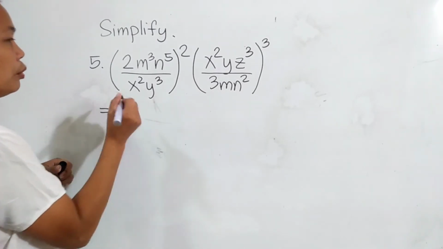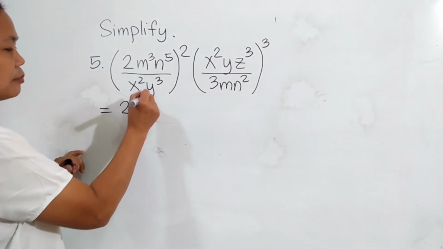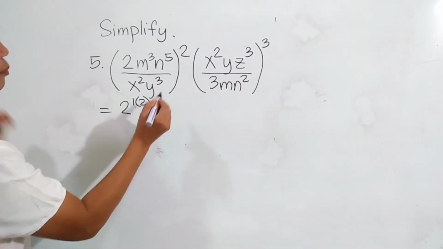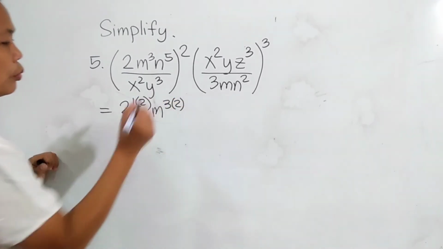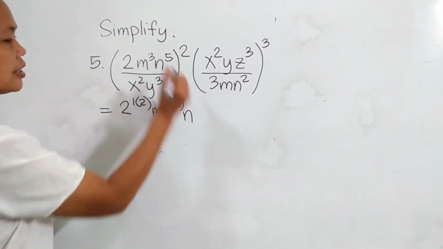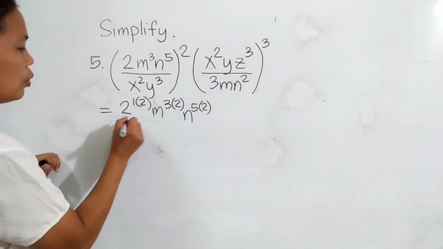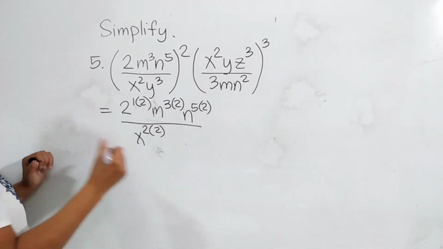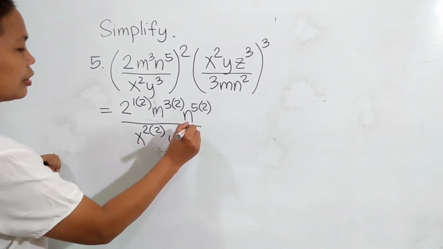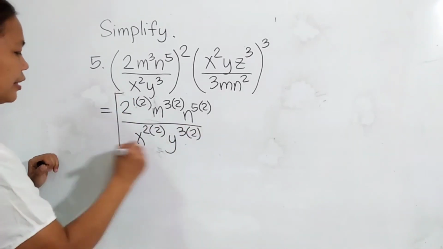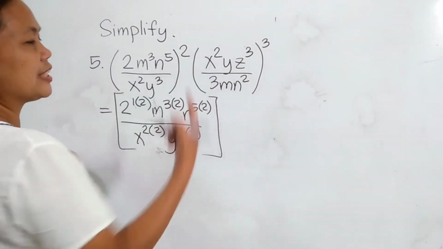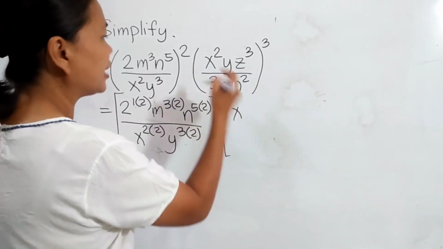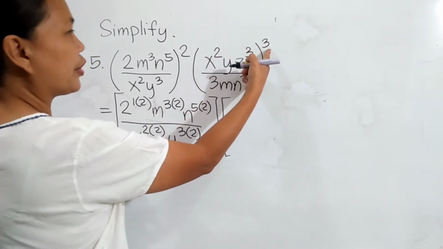So we have here 2 raised to 1 times 2. So for 2, then we have here for m, so m raised to 3 times 2. Then we have n raised to 5 times 2. Over, we have here x raised to 2 times 2. Then y raised to 3 times 2. Then multiply it to the simplified form of the second factor. So we have here x raised to 2 times 3.